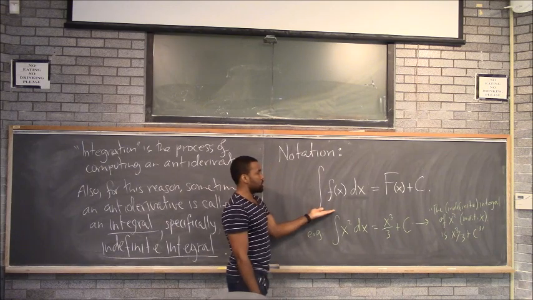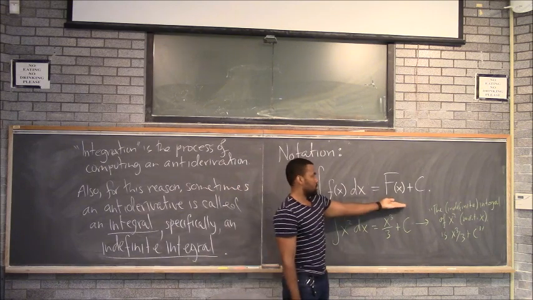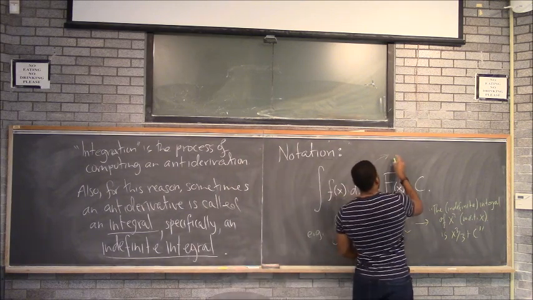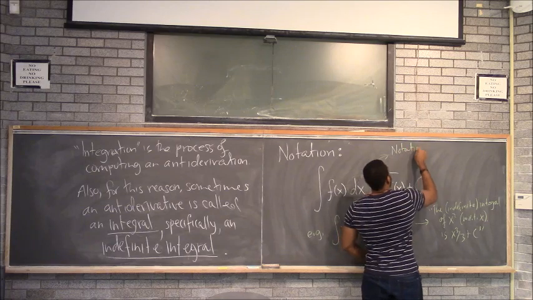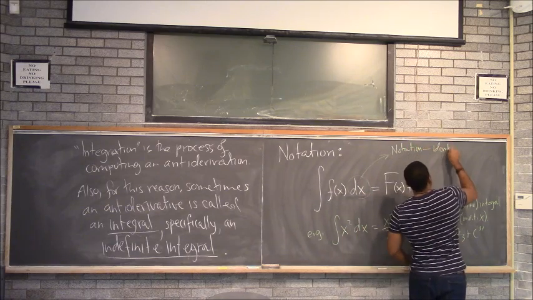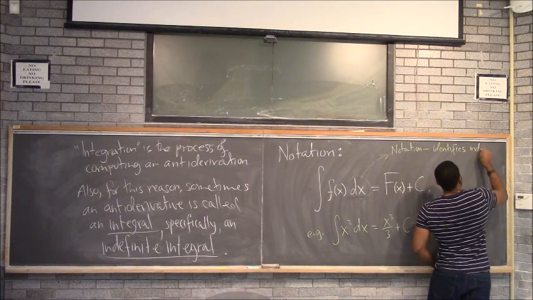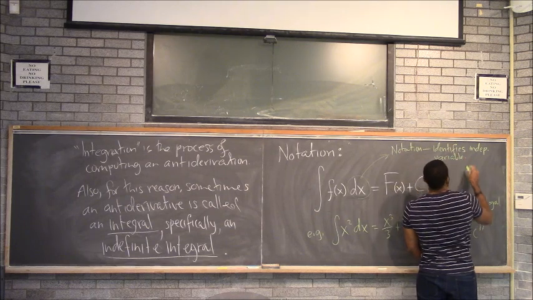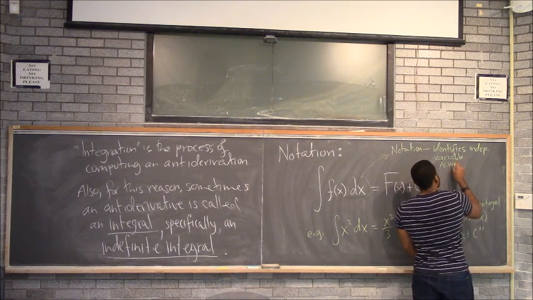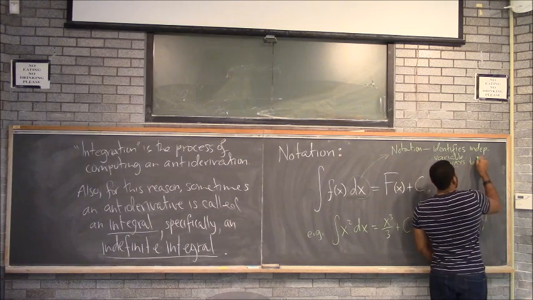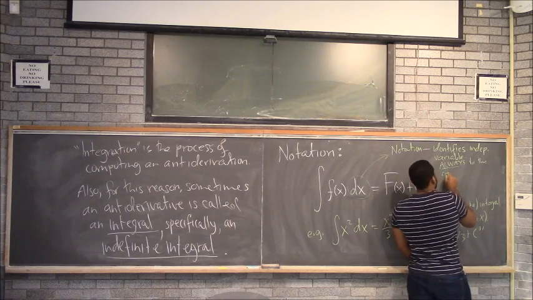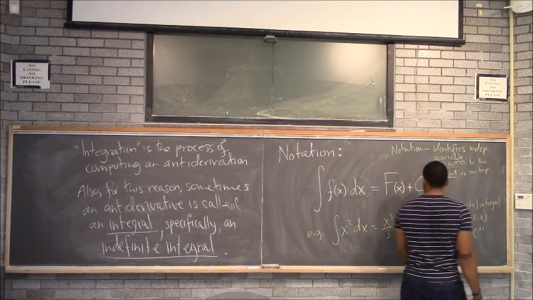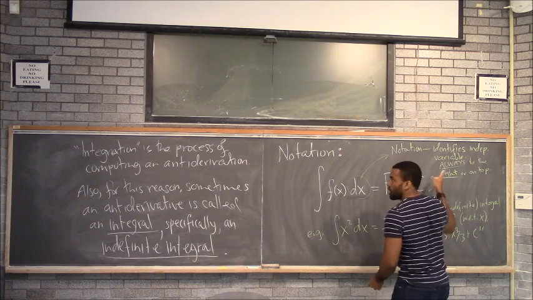So here is the integral of f of x equals big F of x plus c, and dx, and now its notation identifies the independent variable. It's always to the right or on top, right? So let's maybe talk a little bit more about that.